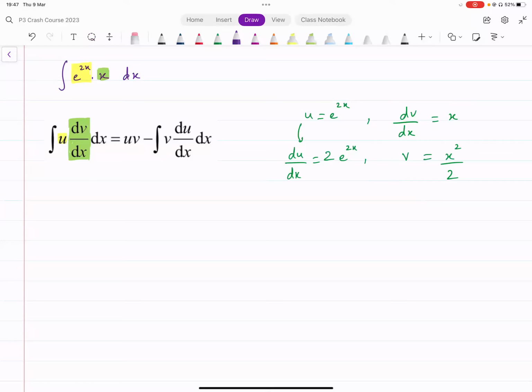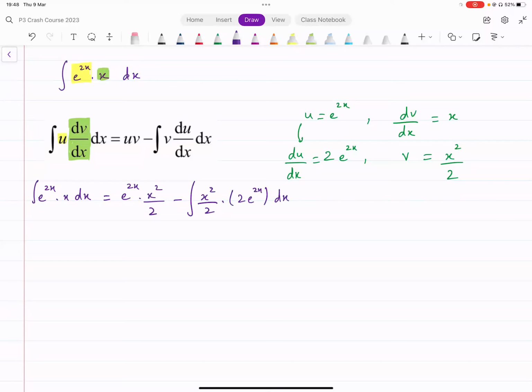So the integral that we were trying to evaluate was integral of e raised to power 2x into x with respect to x. Let's input values. U into v. What's u? U is e raised to power 2x into v, which is x square over 2. All right, that's okay. Minus integral of v, v is x square over 2, multiplied by du over dx, which is 2e raised to power 2x.